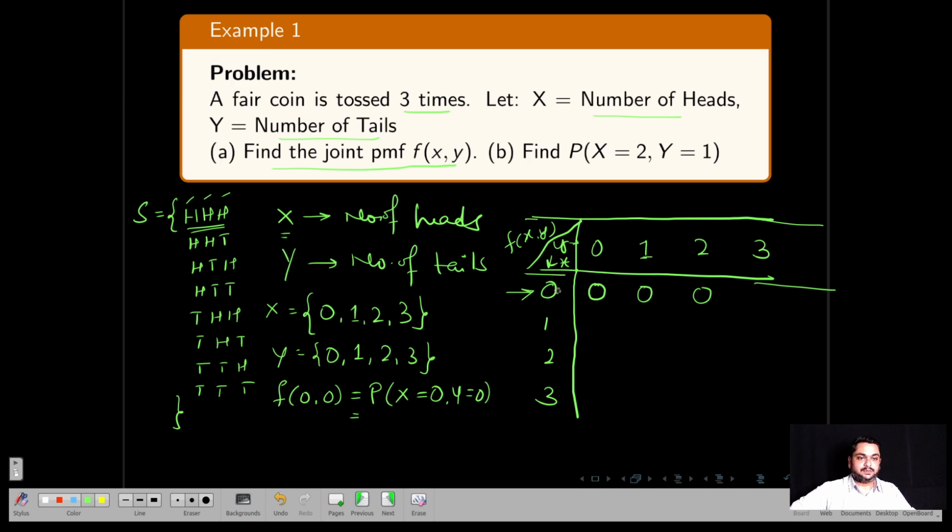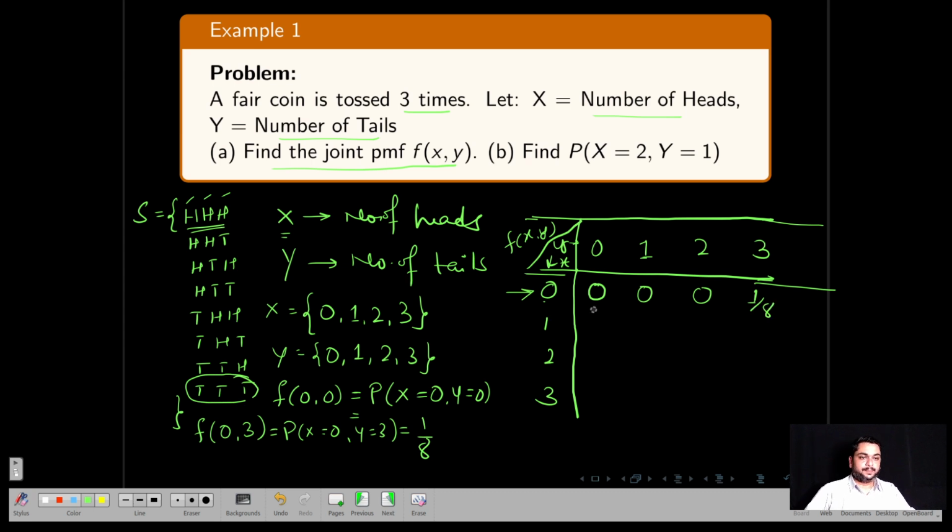What it means to say is 0, comma 2. That means 0 heads, 2 tails. Is it possible? It's not possible. Now, 0 heads, 3 tails. Is it possible? Yes, it is possible. That means all 3 are tails. Now you find f of 0 comma 3. That means p of heads equal to 0, tails equal to 3. What is the probability? All tails is 1. So 1 by 8. So you put it here, 1 by 8.